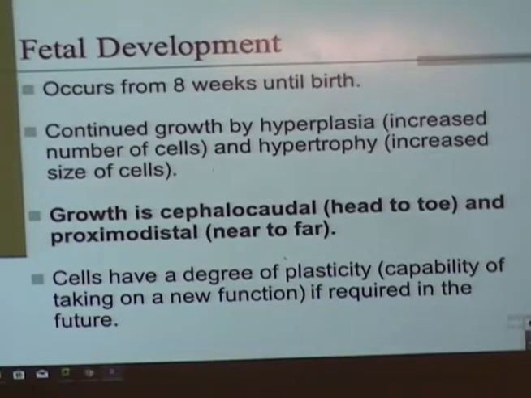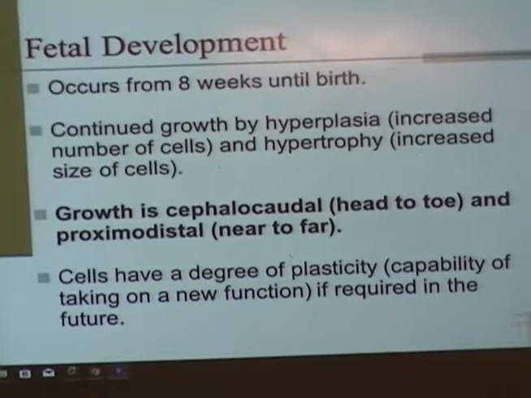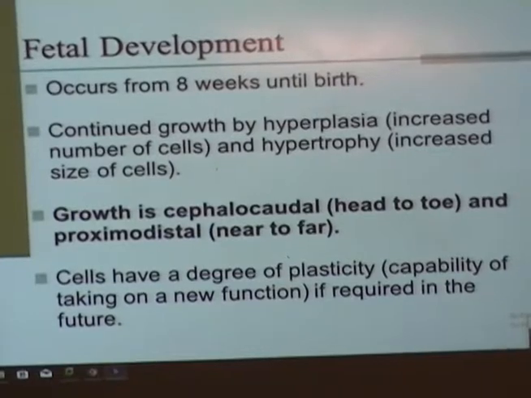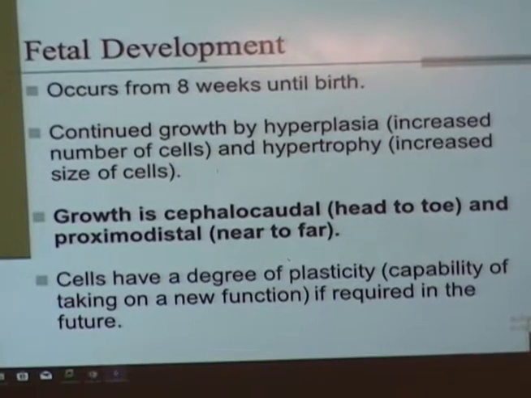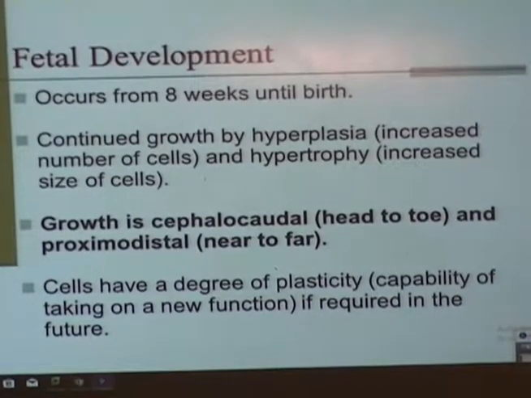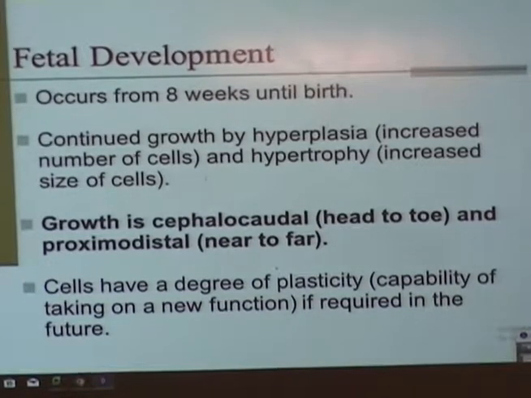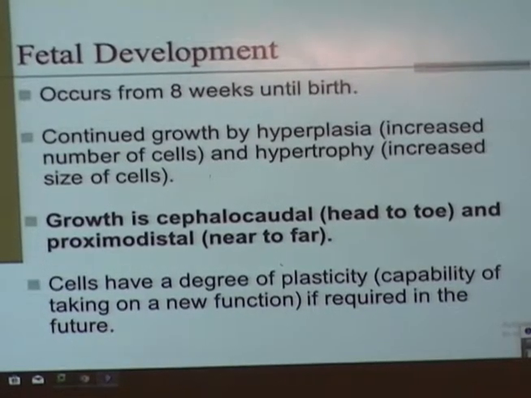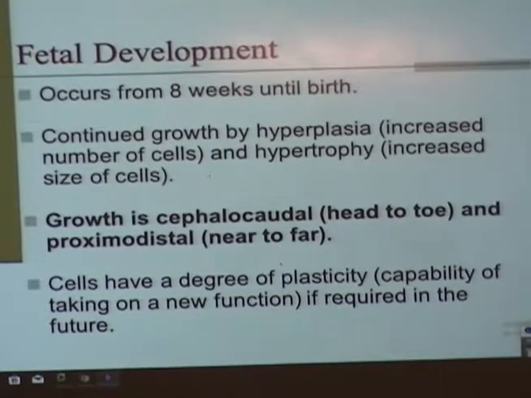Some cells have the capability to take on new functions, so they might change plan partway through. In the future, as a baby or an adult, a lot of the cells can't change function. Luckily, the central nervous system can. So if we have an accident or a stroke and part of the brain is damaged, often, not always, but often, another part of the brain can take over the job that the damaged area used to do. Can't do it as efficiently often, but it can still function. All right?